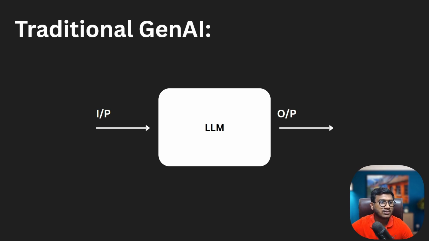So you can see in our traditional GenAI, what we used to do is give a prompt, that means the input, to the LLM, and the LLM will give you some kind of output or response. The LLM we are using can be any kind of LLM. Let's say it can be GPT, Llama, or Mistral, any kind of LLM you can use. These are pre-trained models, and they have some knowledge cutoff.